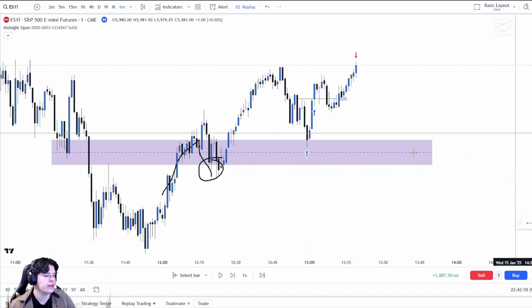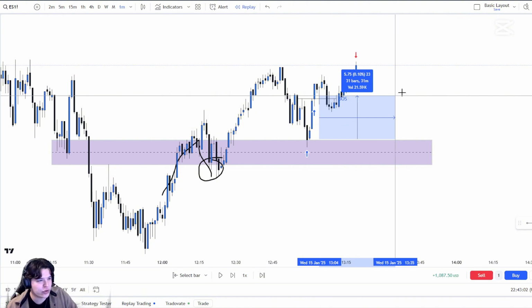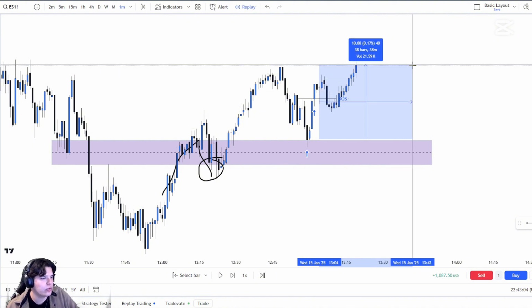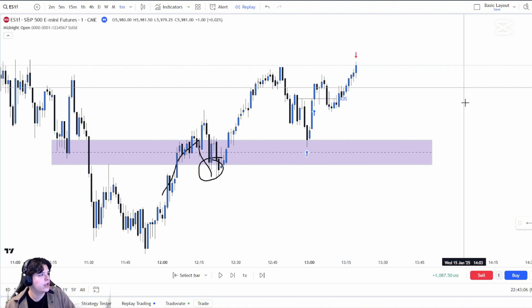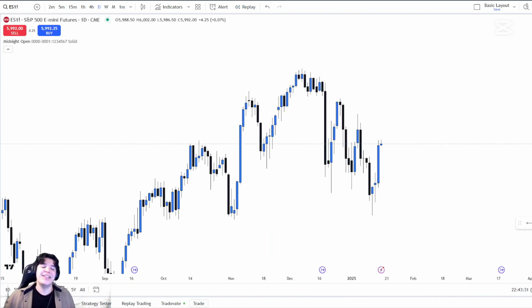So you guys can see right there how just by using this, layering it with market structure, we were able to catch almost 10 points on ES. This is an IFVG, and this is a perfect example of how you would go about incorporating it into your trading. All right, guys, that wraps it up for module 6.